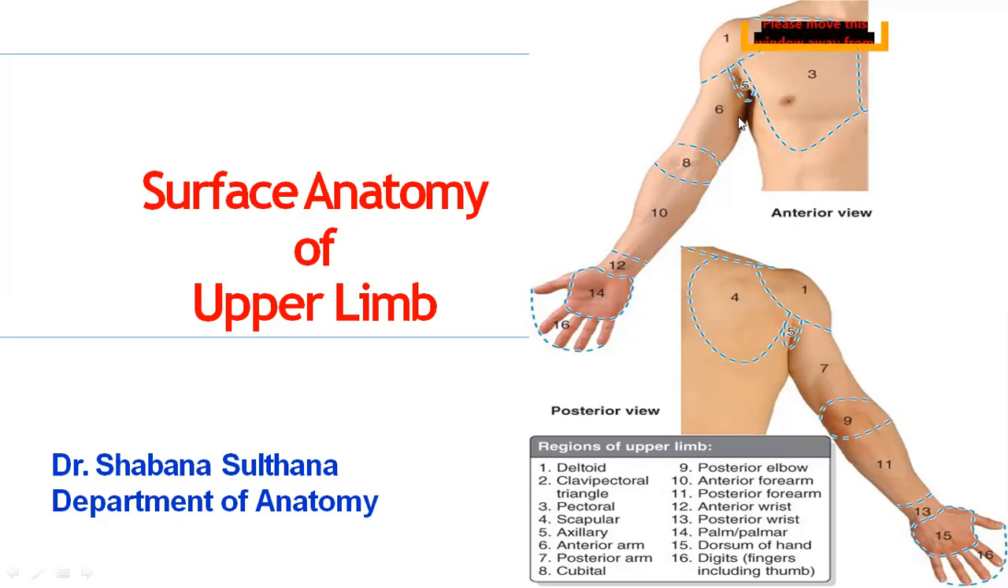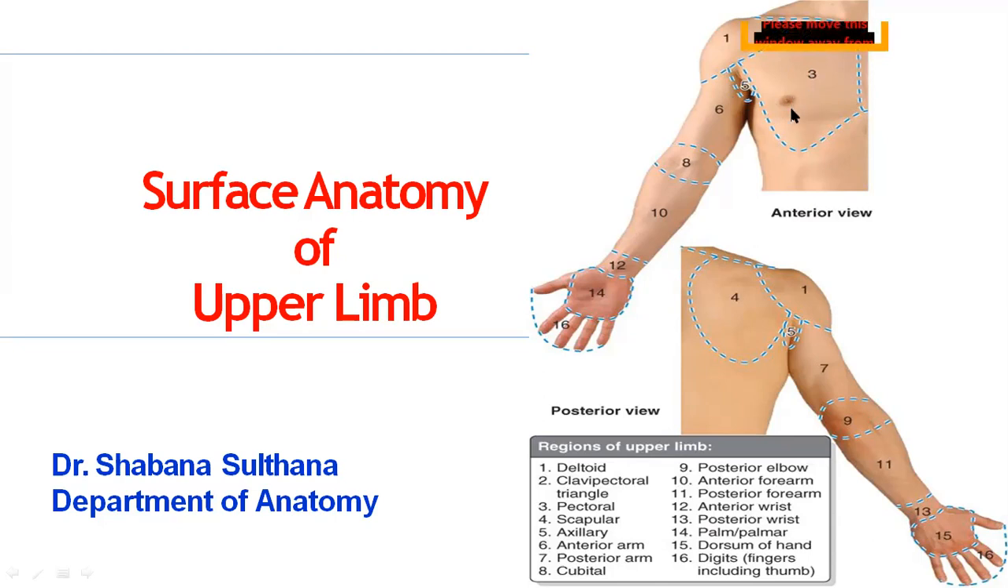Number 2 area is under this window. I'll try to move this window, or we will see in the other picture. In this picture we have the clavipectoral triangle. I hope you can see it a little. Yes. So this area is the clavipectoral triangle. Then this number 3 area is the pectoral region, where we have the pectoralis major and minor muscles.